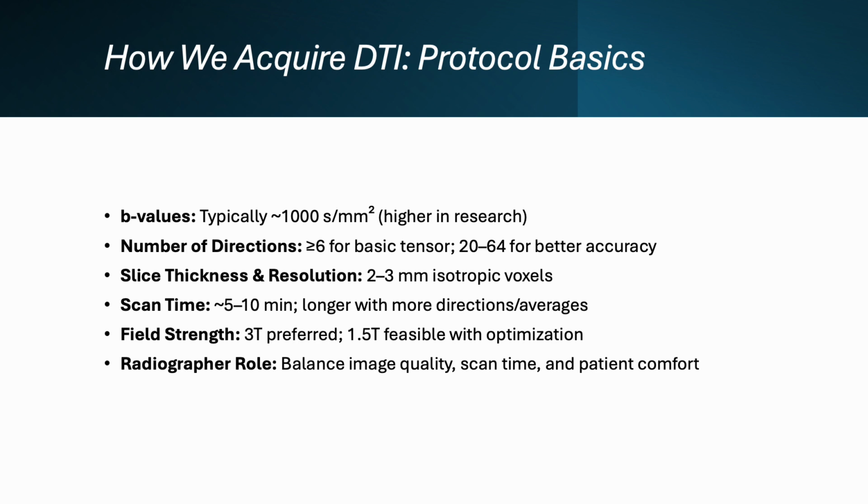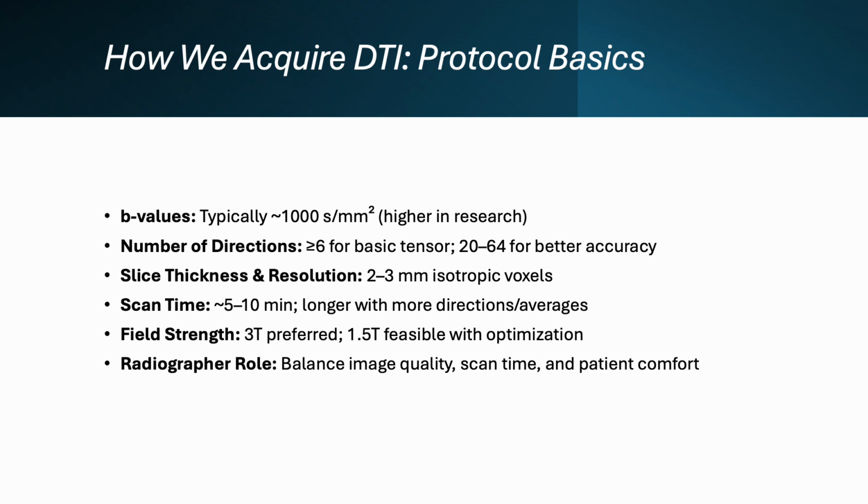DTI protocols may look slightly different depending on the scanner vendor, but the core principles remain the same. First, B-values determine the strength of the diffusion weighting. We typically use around 1,000 seconds per square millimeter in clinical work, but research studies may go higher for more sensitivity. Second, the number of diffusion directions is crucial.